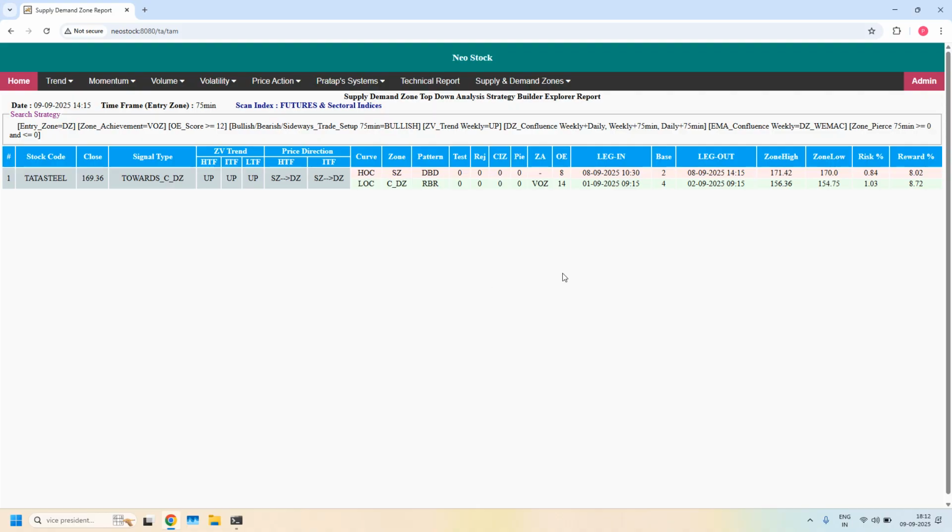Okay, good. Next, this is a bullish trade setup for weekly income trade.